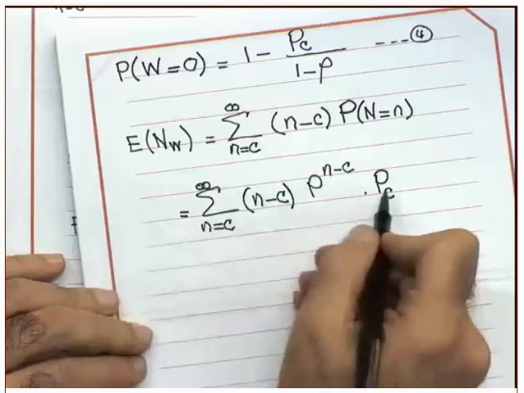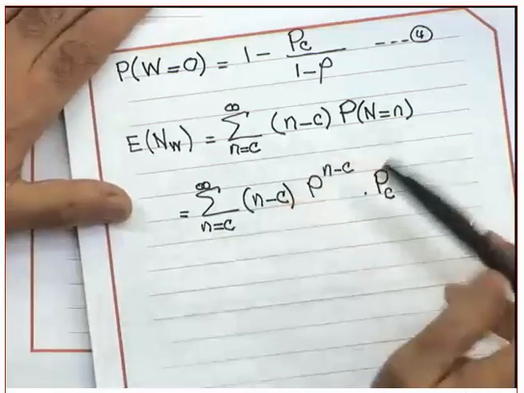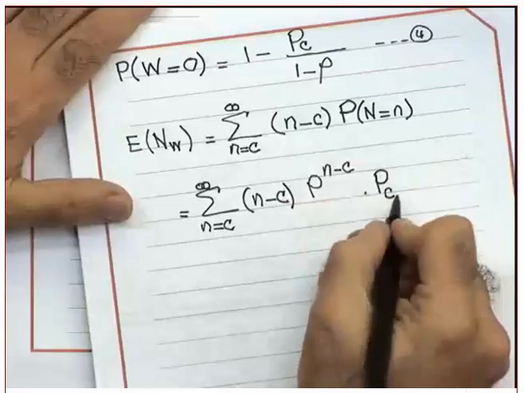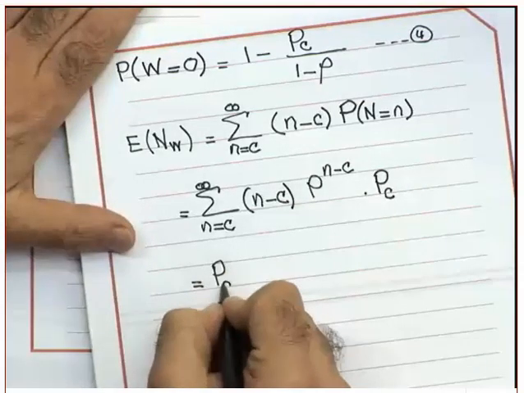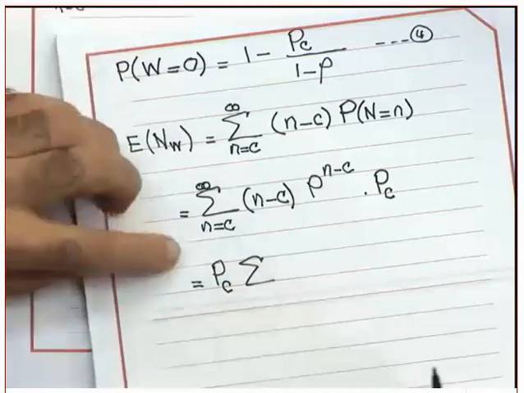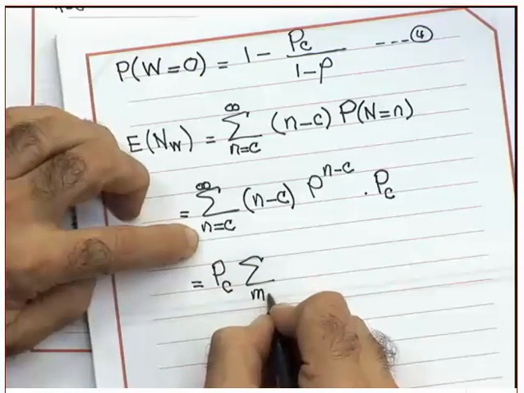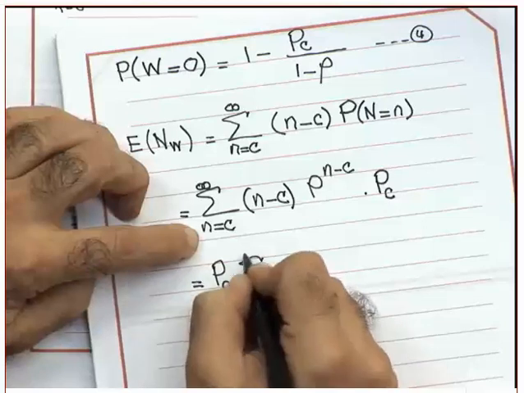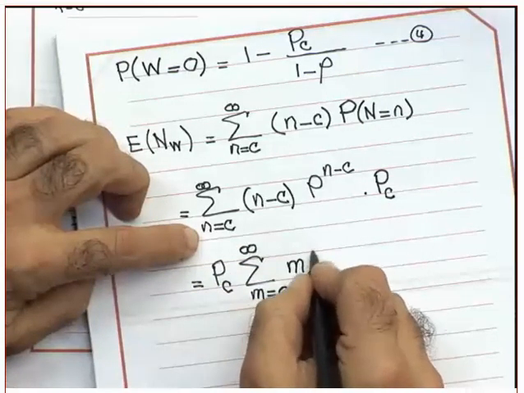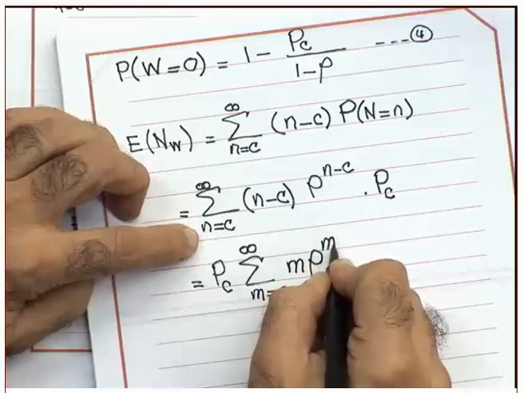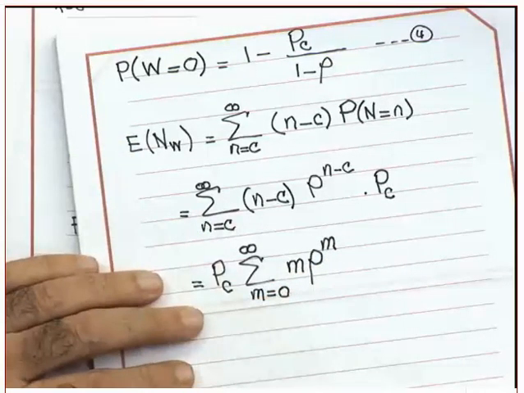Why not? A PC, as a word, does not have any n in it. Did you lose me? Did you understand where this came from? Okay, good. And that's equal to P sub C, summation. Can I change the summation into another dummy? So what do I say? M equal to 0 to infinity of M rho to the M. Clear? Did we see this trick last time?